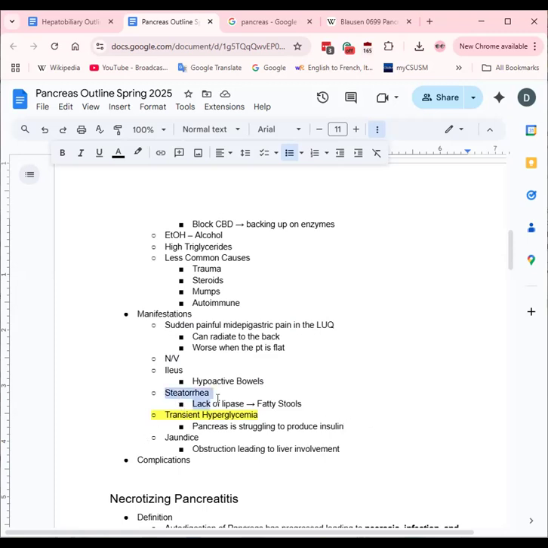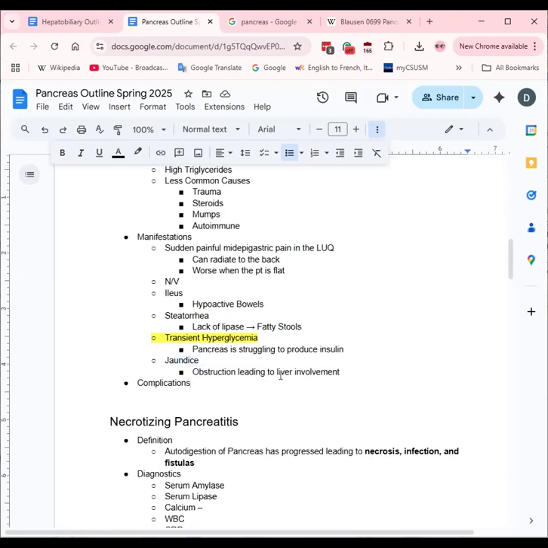Here, fatty stools, that is something else that you might have with liver impairment as well, because if you're not having bile, you can have fatty stools. If you have a lack of lipase, you're also going to have fatty stools. Yet another thing you can cluster with liver. And then look at this, jaundice, another thing that is usually liver related, just because obstruction might lead to liver involvement.